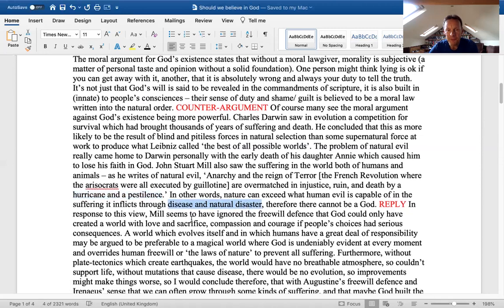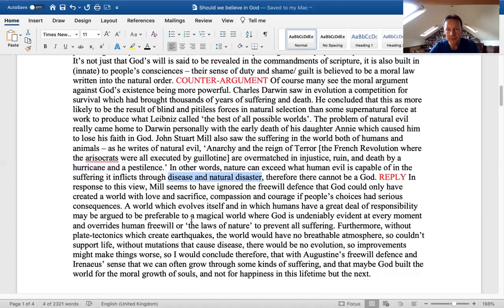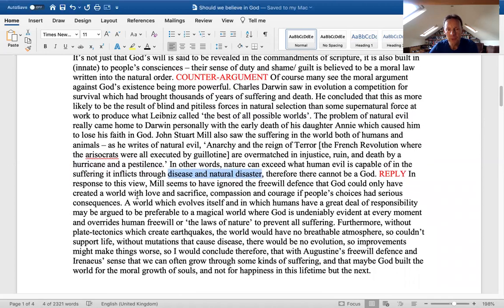In response to this view, Mill seems to have ignored the free will defense: that God could only have created a world with love and sacrifice, compassion and courage if people's choices had serious consequences. A world which evolves itself and in which humans have a great deal of responsibility can be argued to be preferable to a magical world where God is undeniably evident at every moment but overrides human free will or the laws of nature to prevent all suffering. In other words, God is always intervening in this world to stop suffering, and it's a kind of magical world where if people fall off a building, God suspends gravity and they land like feathers on the ground.